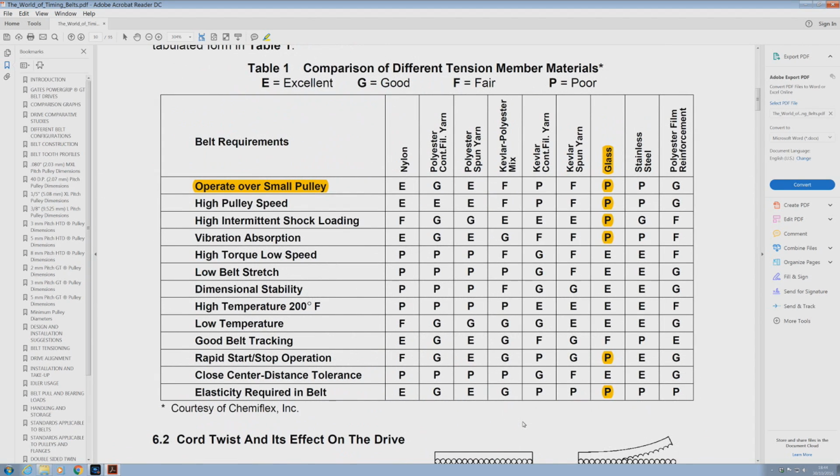So when we start looking here at the properties of fiberglass for a belt tensioning member, the first thing we see is operate over small pulley. Well, I think you'll find that my 16 millimeters is definitely a small pulley. Poor. High pulley speed. Poor. Vibration absorption. Poor. And elasticity required in the belt. Poor. So perhaps this is not the best material to be using for a belt.